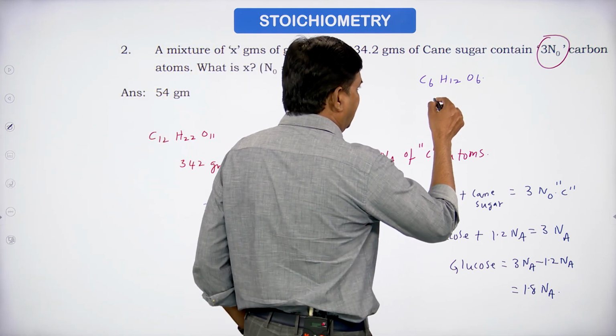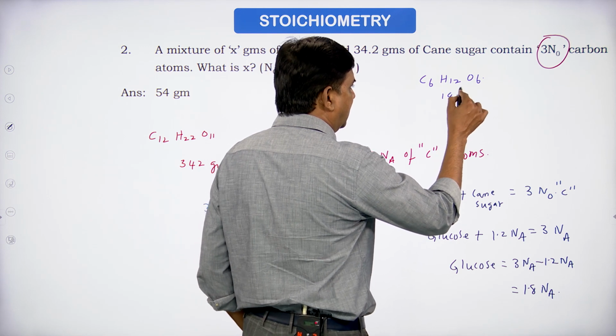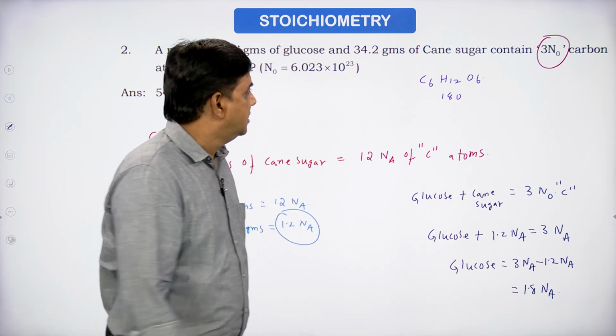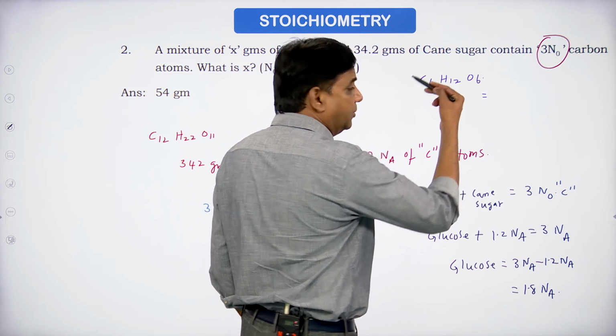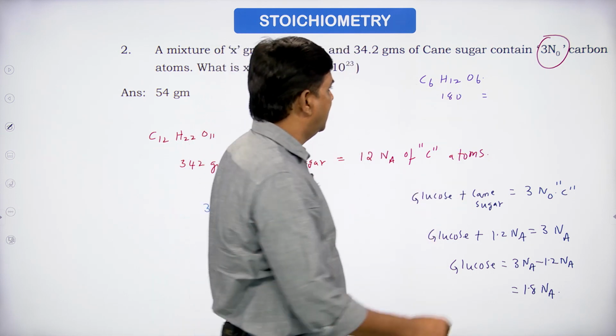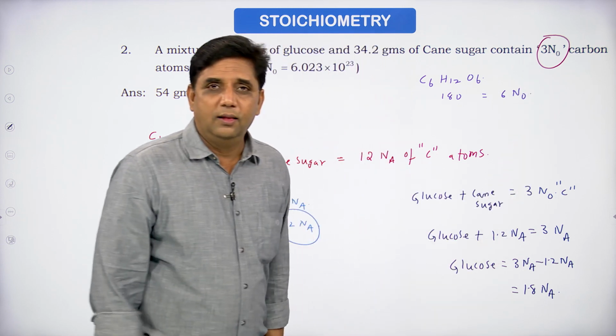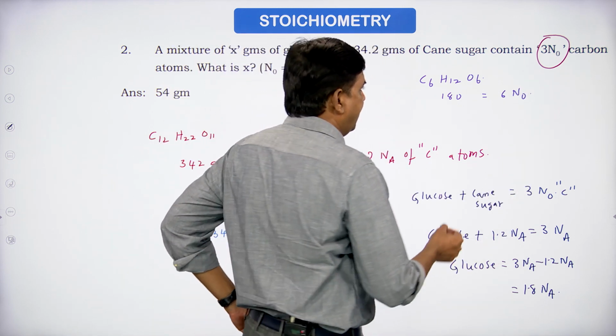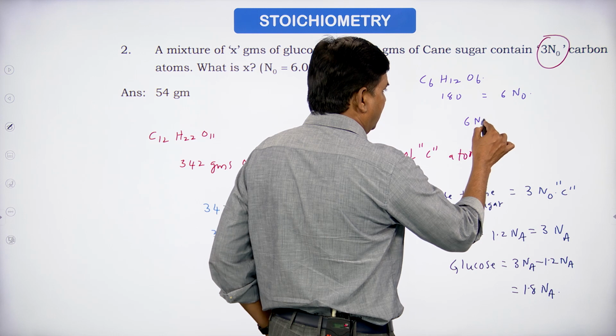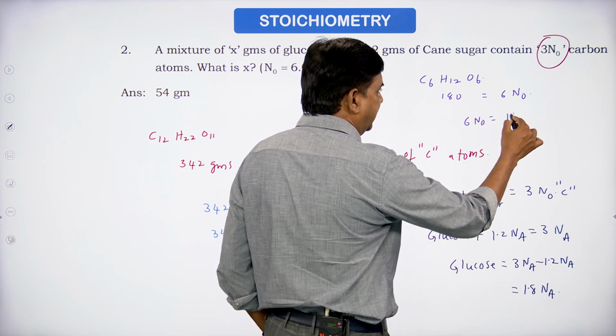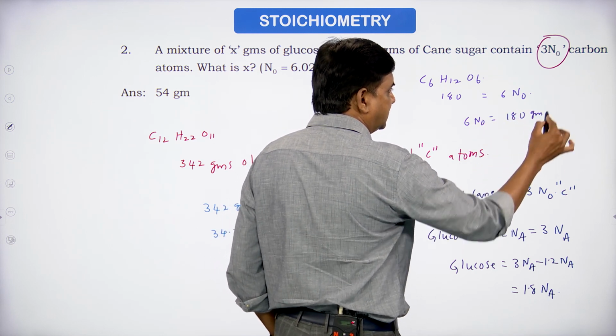8 grams contain 180 grams. This is 180 grams. 180 grams contains how many moles of carbon atoms? 6 moles of carbon atoms, 6 into N0. Now I am writing in reverse. 6 N0 moles of carbon atoms are present in the 180 grams of glucose.